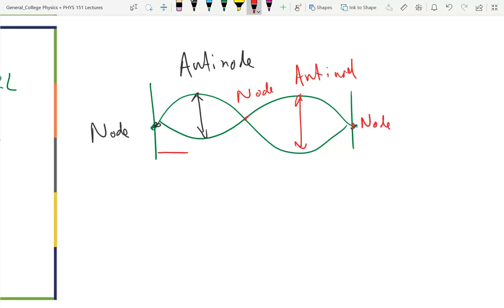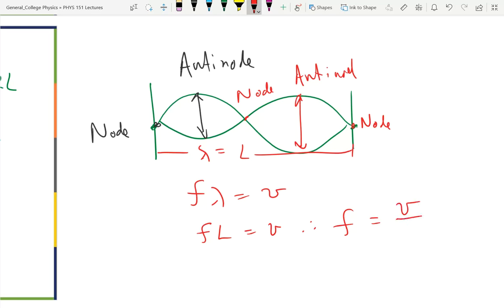Now in this case, how many wavelengths are fitting on the string? 1. So my wavelength is equal to the length of the string now. So that means frequency times wavelength is equal to speed. Frequency times length equals speed in this case. Therefore, frequency is equal to speed over length. This one here, I'm actually going to put a subscript 2, and we'll see why in just a moment.